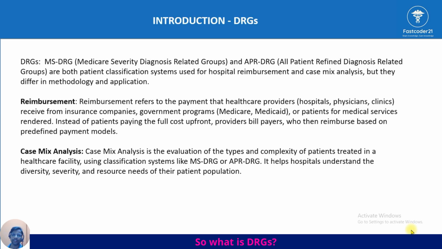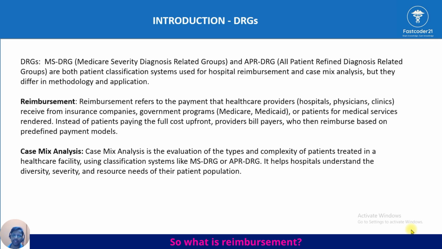So what is DRGs? DRGs is diagnosis related groups. In inpatient medical coding, we have two types of DRGs. One is MS-DRG, usually called Medicare Severity Diagnosis Related Groups. And another one is APR-DRG, meaning All Patient Refined Diagnosis Related Groups. These are the patient classification systems used for hospital reimbursement as well as case mix analysis. The purpose of both DRGs is the same, but they differ in methodology and application.